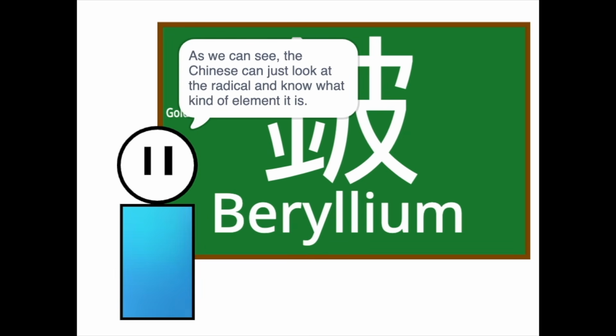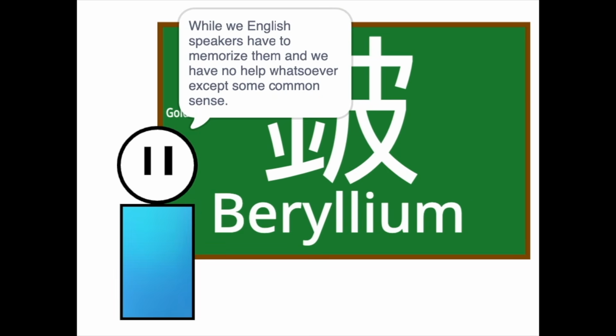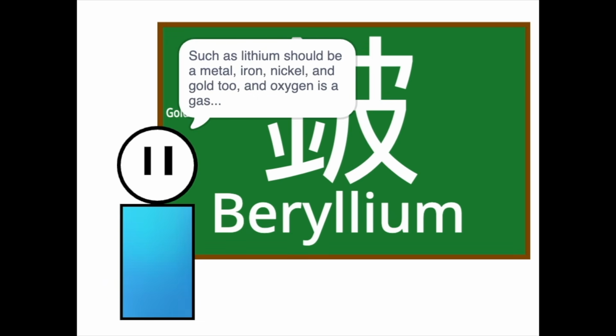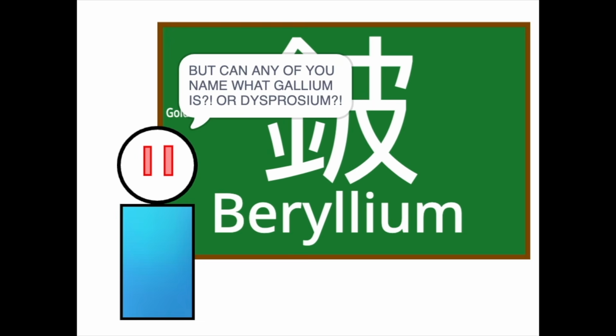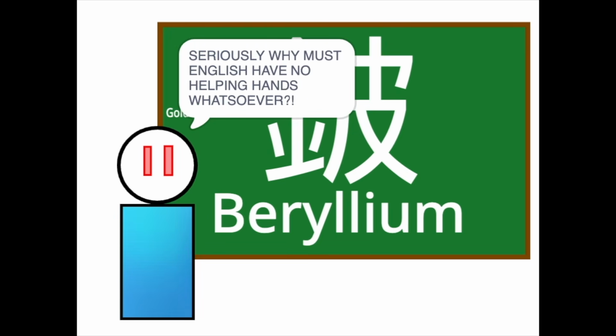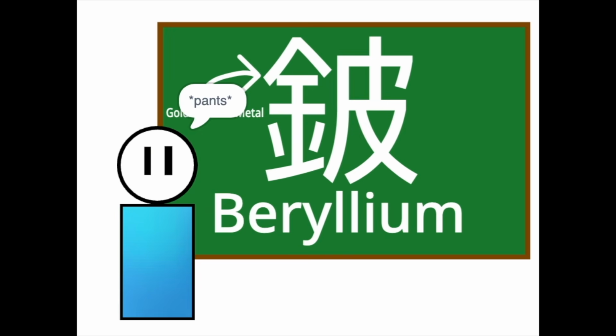As we can see, the Chinese can just look at the radical and know what kind of element it is, while we English speakers have to memorize them, and we have no help whatsoever except some common sense. Such as lithium should be a metal, iron, nickel, and gold too, and oxygen is a gas. But can any of you name what gallium is? Or dysprosium? Seriously, why must English have no helping hands whatsoever? Pants.